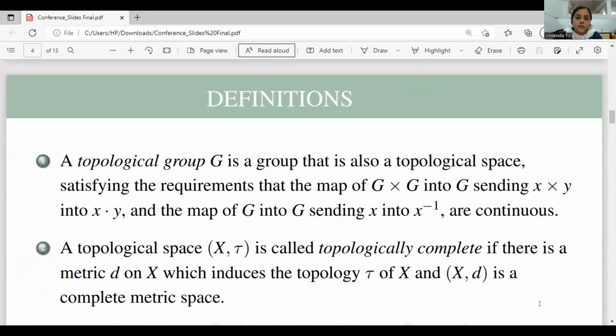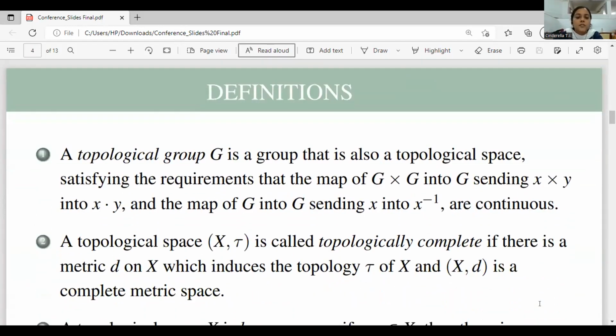Now, moving to the definitions that are required. First definition is topological group. As the name says, a topological group is a group that is also a topological space satisfying two conditions. First condition is that the map from G cross G into G that sends a general element x cross y into x dot y is continuous. Here dot is the operation in G. And the map from G into G, which sends an element to its inverse, is also continuous. As an example, we have the Cantor set.